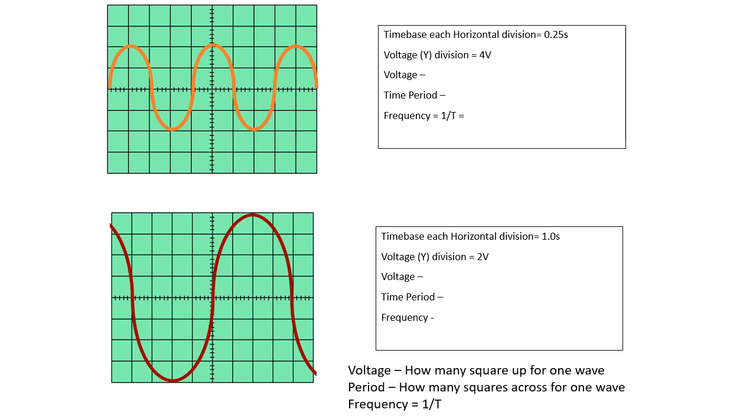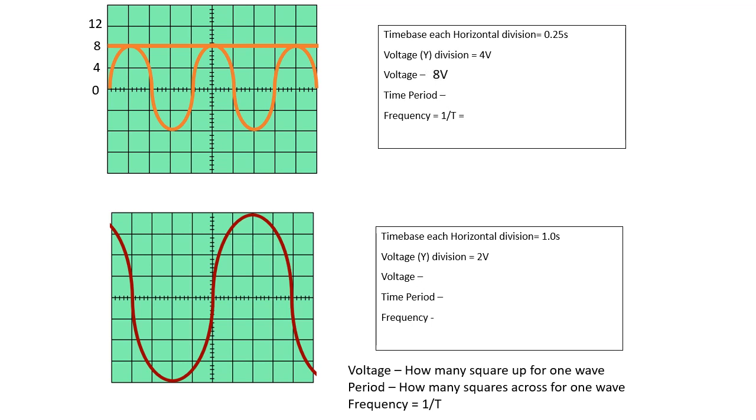So the first thing I'm asked for is the maximum voltage. To find the maximum voltage, I can create a scale knowing that every square is worth 4 volts. And then I need to mark off where the maximum voltage is. And I can read across that the maximum voltage is 8 volts.